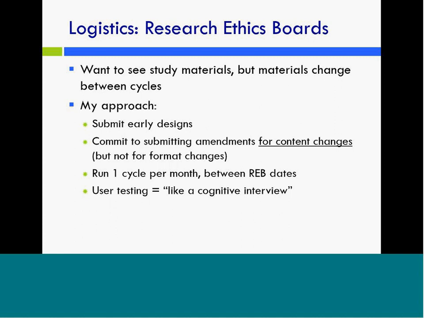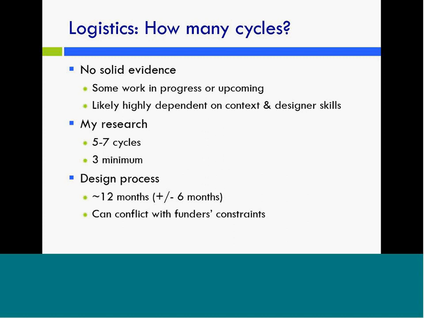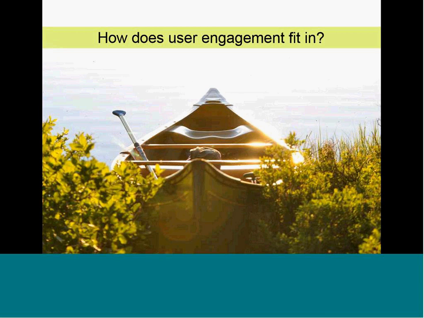I've given you a few tips on how to approach this kind of study with research ethics boards, because they have a different way of seeing things. They want to see the materials, but your study materials are changing between cycles. So over the years, I've come up with a few tricks that seem to help. And there's always a question about how many cycles. I don't have really good evidence on this. There's some that's coming. In my research, I always plan for 5 to 7 cycles at a minimum, and this means the design process can take a long time, and that can conflict with funding constraints.